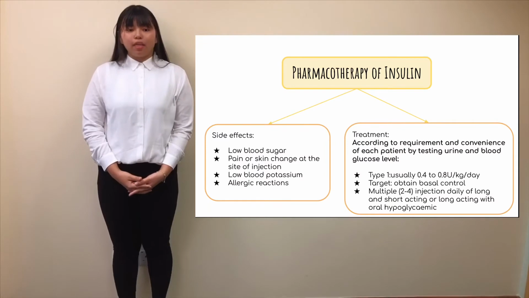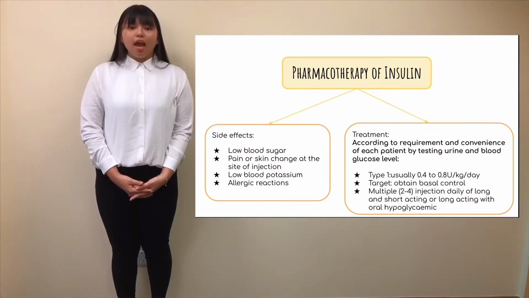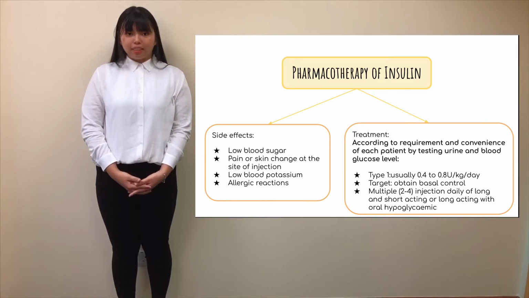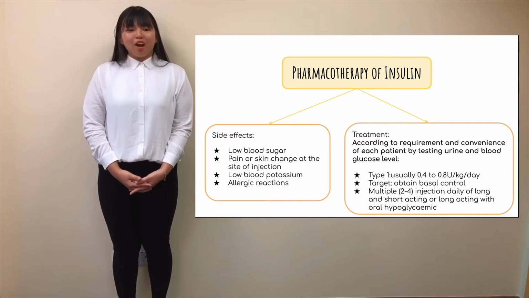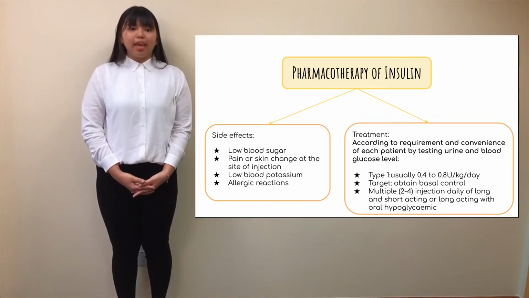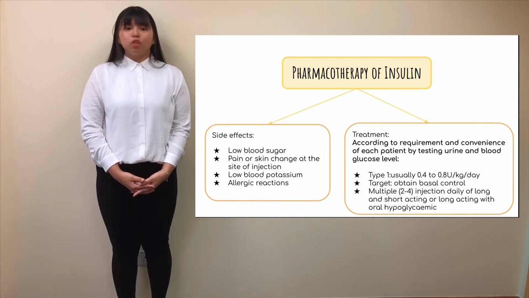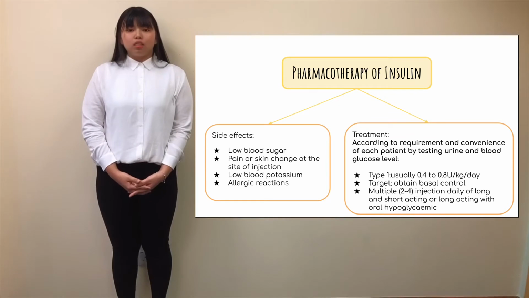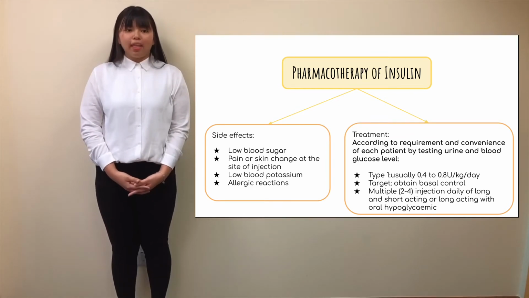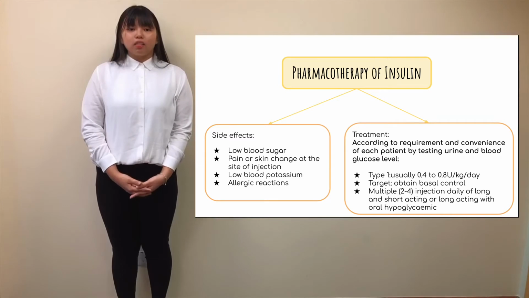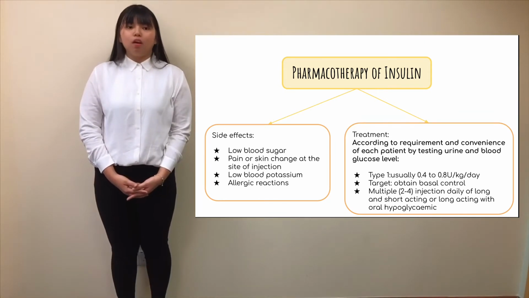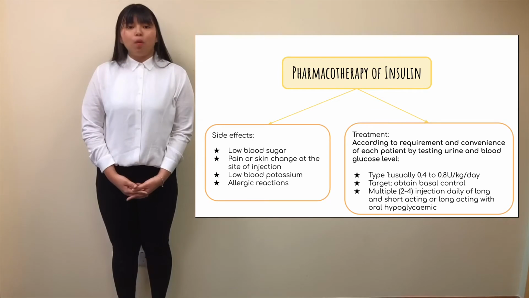The common side effect is low blood sugar. Other side effects include pain or skin changes at the site of injection. Treatment of insulin is according to the requirement and convenience of each patient by testing urine and blood glucose level. Type 1 is usually 0.4 to 0.8 U per kg per day. The target is to obtain basal control, with multiple 2 to 4 injections daily of long and short acting, or long acting with oral hypoglycemic.